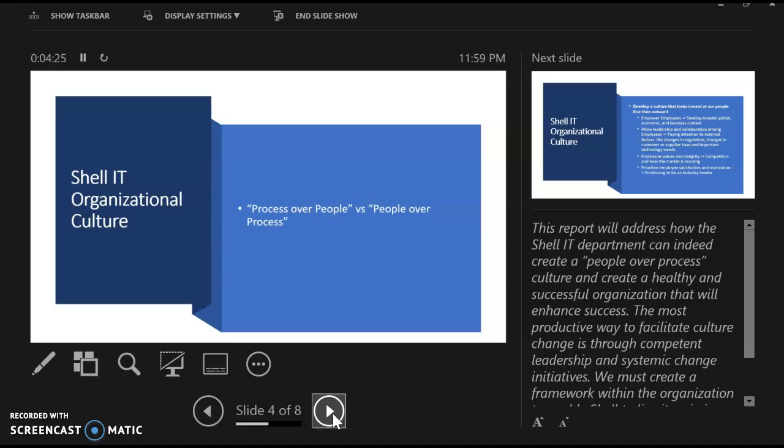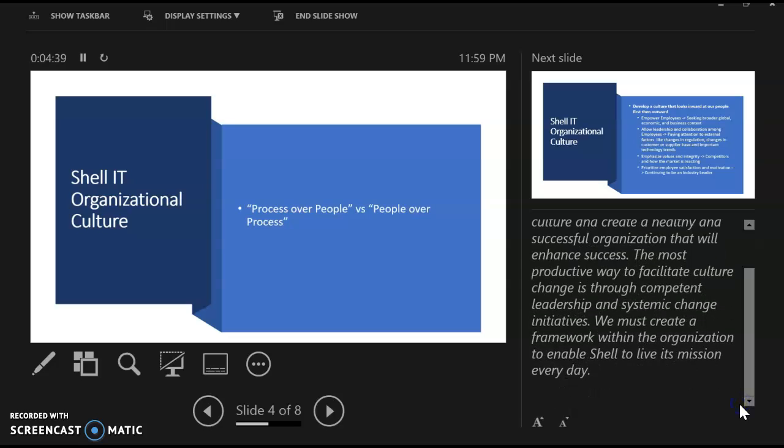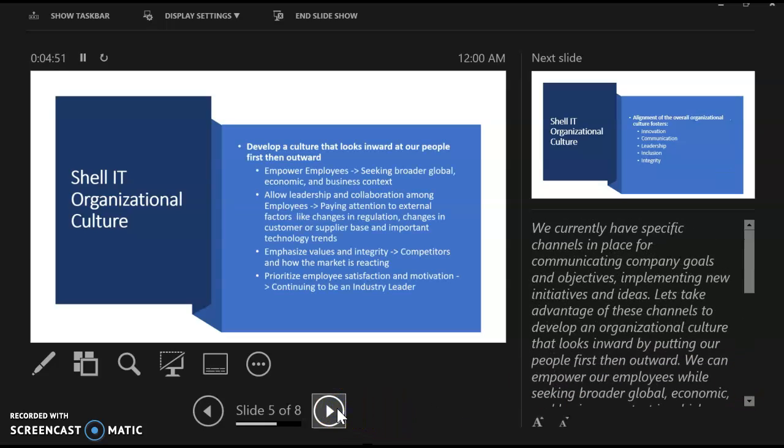The most productive way is to facilitate culture change through competent leadership and systematic change initiatives. We must create a framework for an organization to enable Shell to live its mission every day. People over process, not process over people. Shell must develop a culture that looks inward at our people first, then outward.